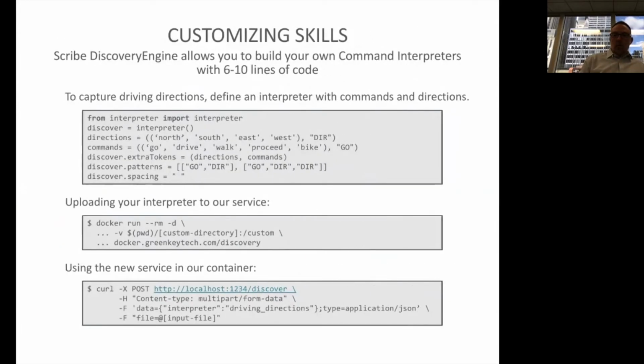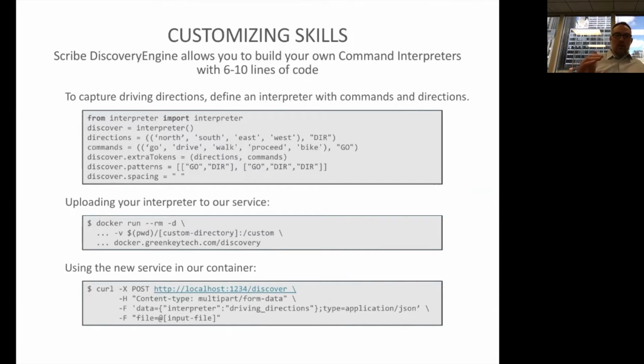So we're not going to get into code here. I know not everyone on this call is a developer, but I do want to talk about how easy it is to create your own skills using our discovery engine technology. With just 6 to 10 lines of code, you can build your own command interpreter. And this is something we're very excited about. This will really open up a world of possibility with our customer base to allow them to refine their own commands.